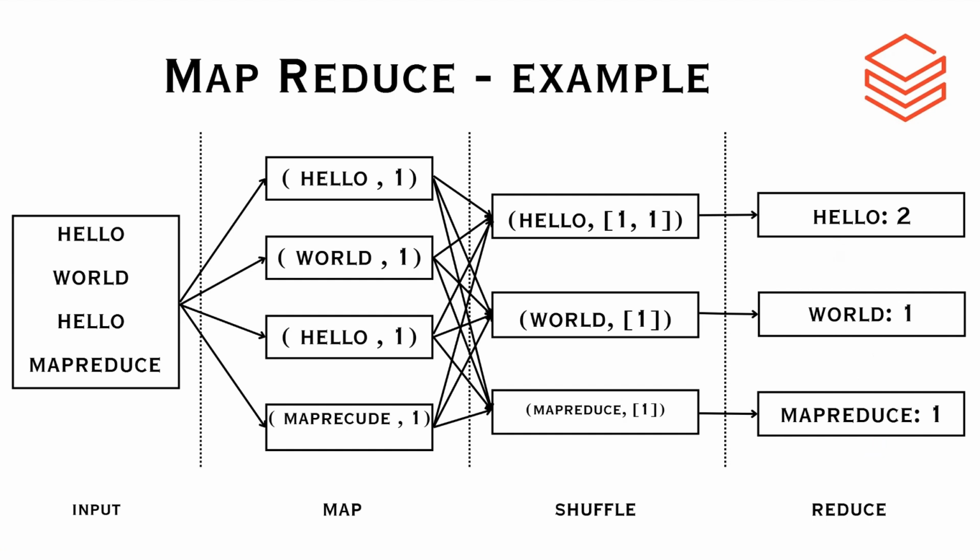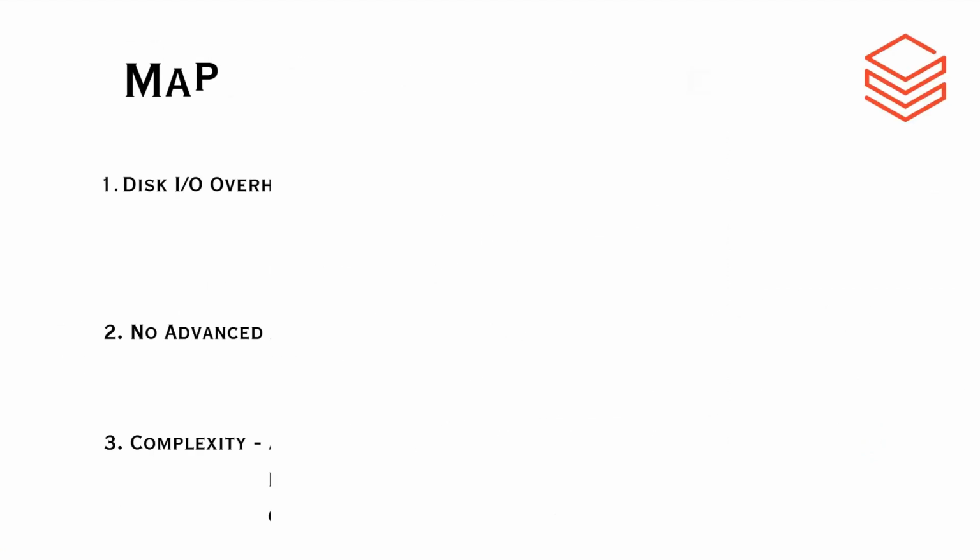Overall we can say that MapReduce was revolutionary because it allowed companies to process petabytes of data across distributed clusters of machines. But as big data needs grew, MapReduce started showing some limitations. Now we will look at those limitations.